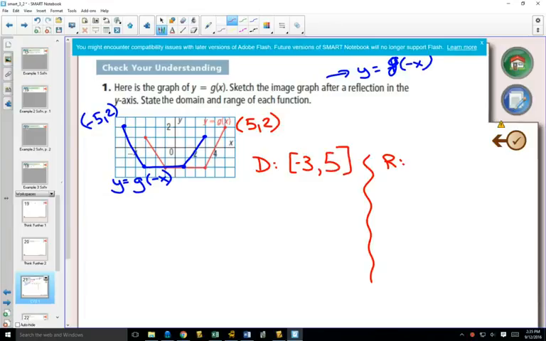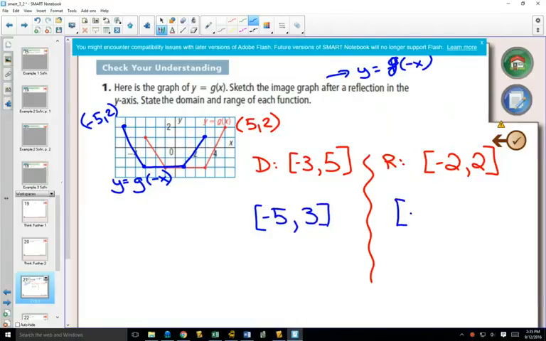For our range, our smallest y value is negative 2, and our largest y value is positive 2. For our blue graph, for our domain, now our smallest x value is negative 5, and our largest x value is 3, and our range didn't change.